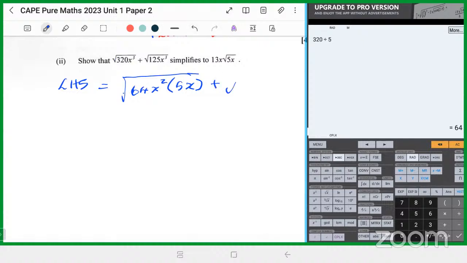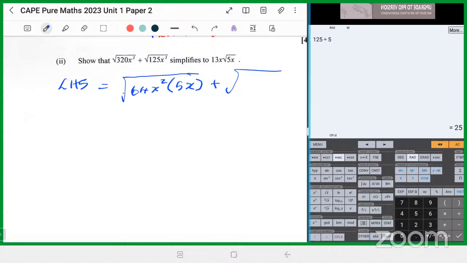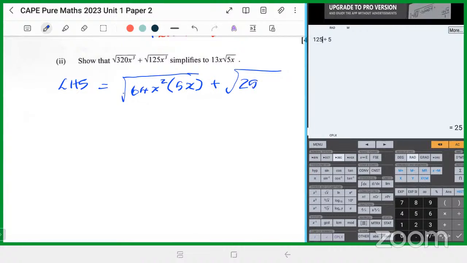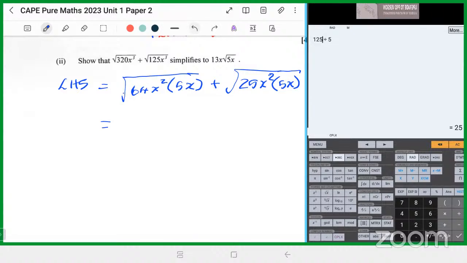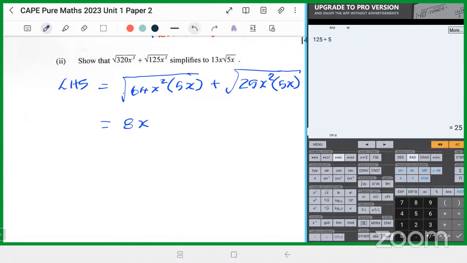Plus, do the same thing with this one. Factorize 5x out of that. So divide that now by 5, you're going to get 25. So we're going to get 25x squared times 5x. All right, now what happens is that this part of it, the square root, becomes 8x. I'm going to get 8x, and then the root is still over the 5x. Root 5x.